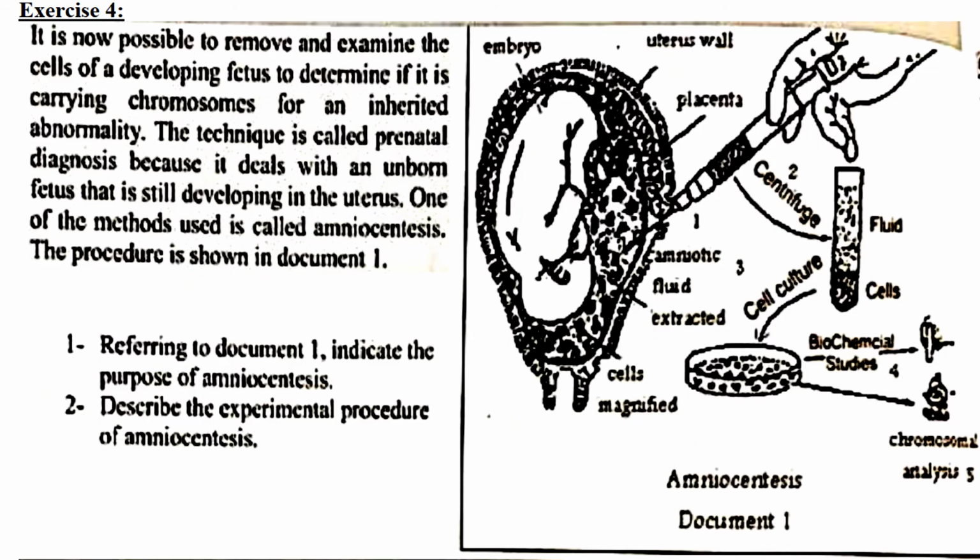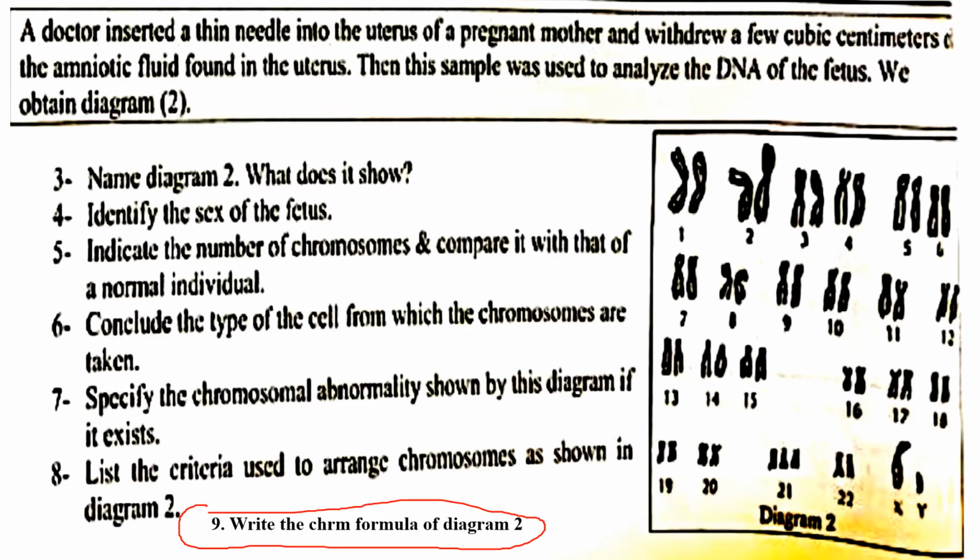Finally, we go to the last exercise, exercise 4. Part 1 and part 2 are cancelled. We're not going to solve them. We'll go directly to part 3. Okay, the part that concerns the karyotype. Name diagram 2. Diagram 2 is a karyotype. What does it show? It shows a set of arranged chromosomes.